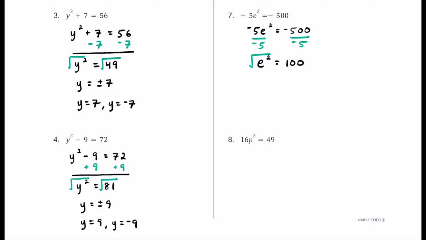Now we can just go ahead and take the square root of both sides of this equation. The square root of e squared is just going to be e, and the square root of 100 is going to be plus or minus 10. Writing these separately, e can equal 10, and e can equal negative 10. Those are our two solutions.